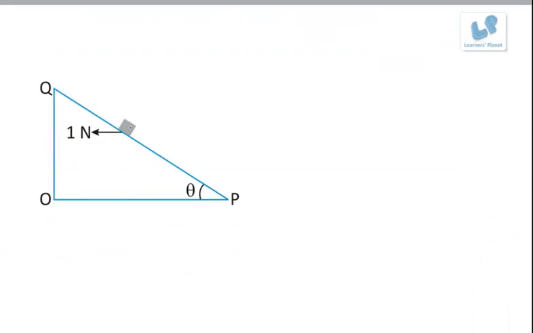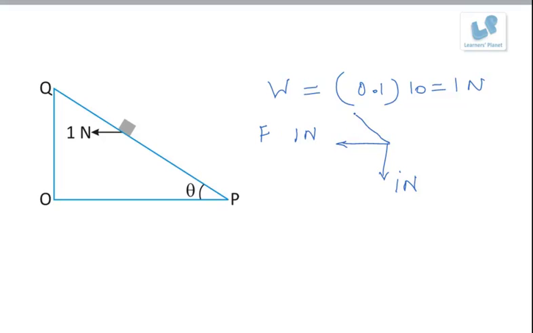So 1 Newton force is acting and the mass is 0.1 kg. So the weight of the block is 1 Newton. So if we make the FBD, 1 Newton is acting in this direction and 1 Newton is acting in this direction. Okay, let us say this is force F. So if this angle is theta, then the component of this force F along the incline is F cos theta. Okay, and this is weight mg.